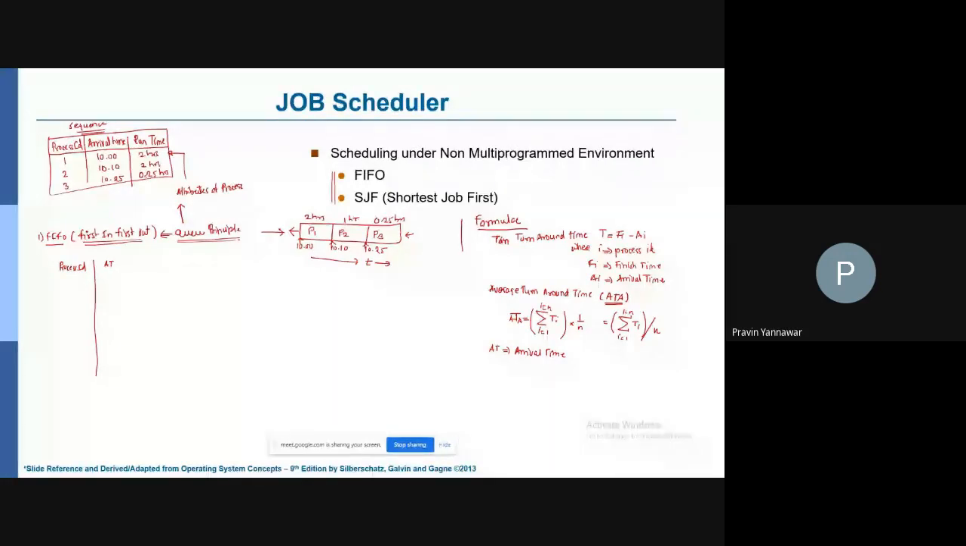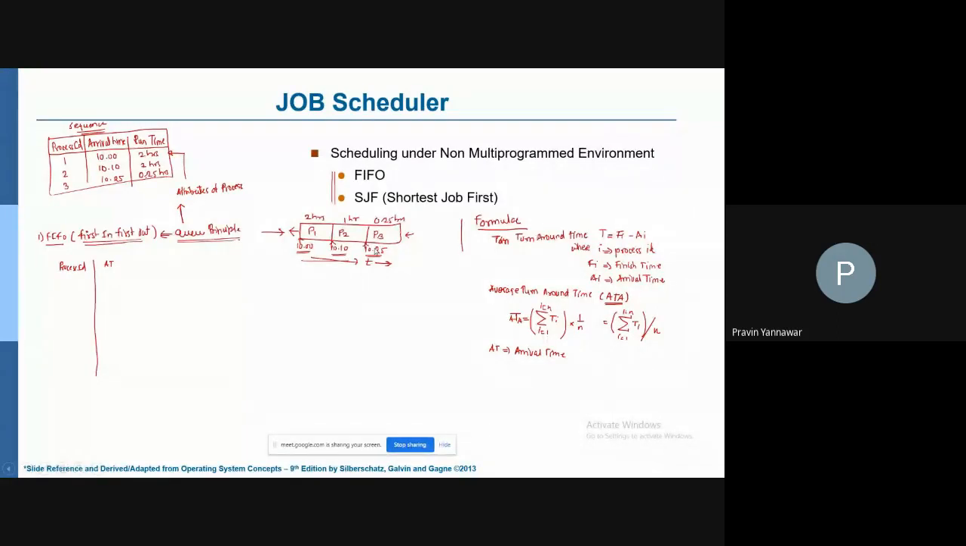If you look at this representation, how this will look in the queue: you have P1, which arrived at 10.00 and requires 2 hours of time. P2 arrived at 10.10 and requires 1 hour of time. P3 arrived at 10.25 and requires 0.25 hours of time. This is the time factor which you are going to have.